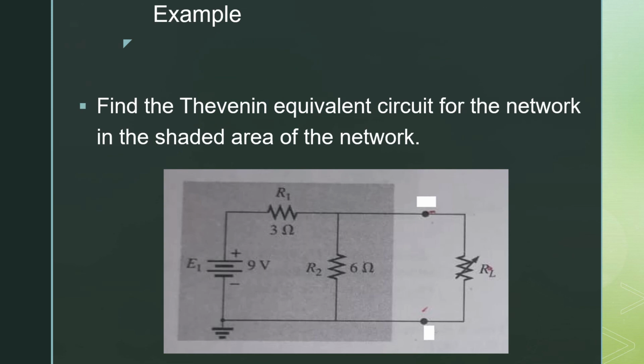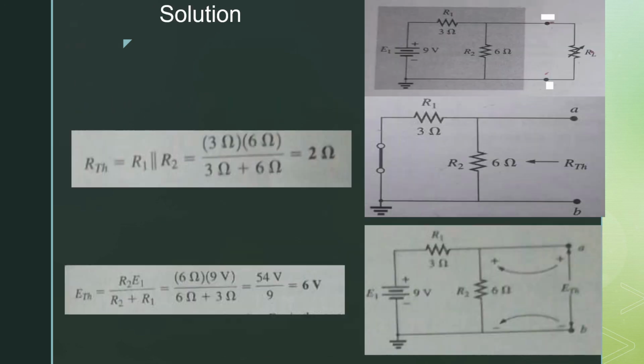Now, in order to understand the Thevenin theorem, let us take an example. In this example, we have to find the Thevenin equivalent circuit for the given network in the shaded region. In the first step, remove the load resistor RL, because we have to find the Thevenin equivalent for this shaded region. When we remove RL, mark these points A and B.